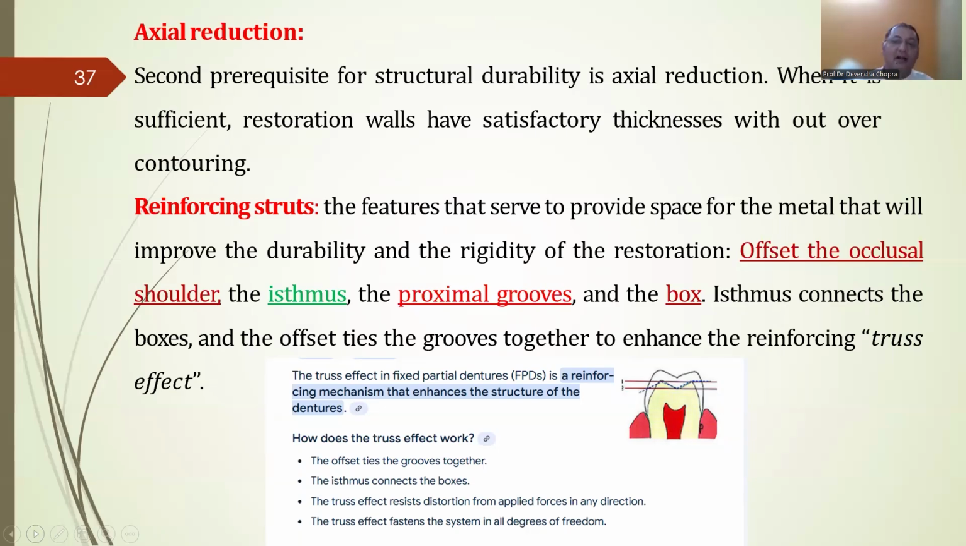How? Offset the occlusal shoulder, the isthmus, the proximal grooves, and the box. What happens actually, the isthmus connects with the boxes and the offset ties the grooves together to enhance the reinforcing truss effect, which you can see in the diagram. And how does the truss effect work? The offset ties the grooves together, the isthmus connects the boxes, and the truss effect resists distortion from applied forces in any direction. It can be vertical and it can be horizontal forces. Okay, next slide.